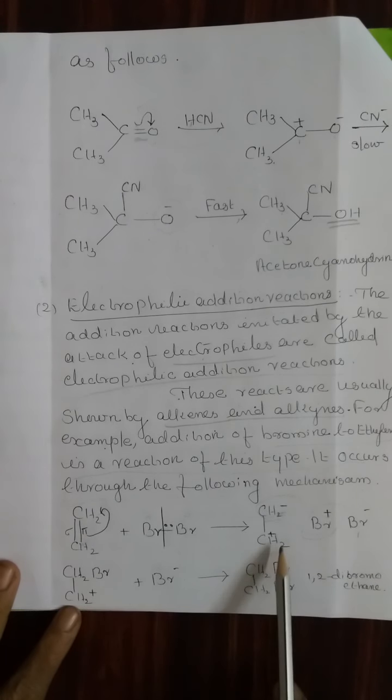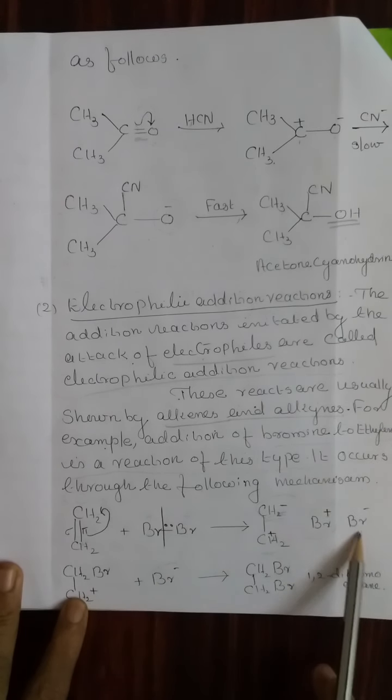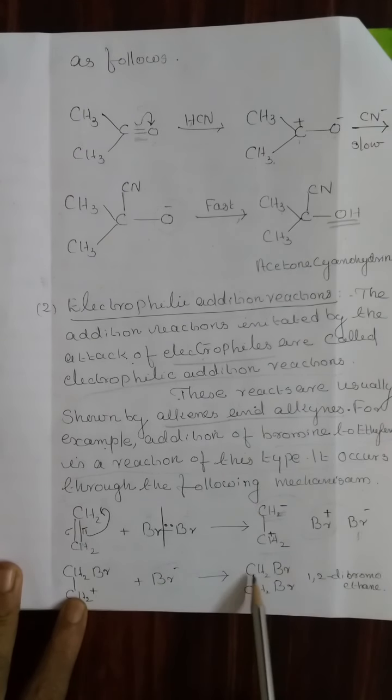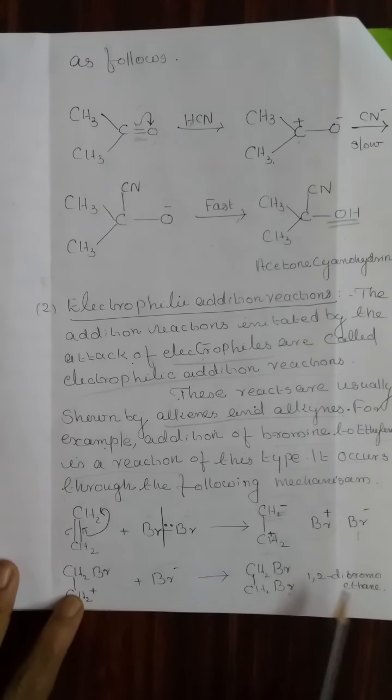That compound has a positive charge. That positive charge is neutralized by this Br minus and forms CH2Br-CH2Br, known as 1,2-dibromoethane.